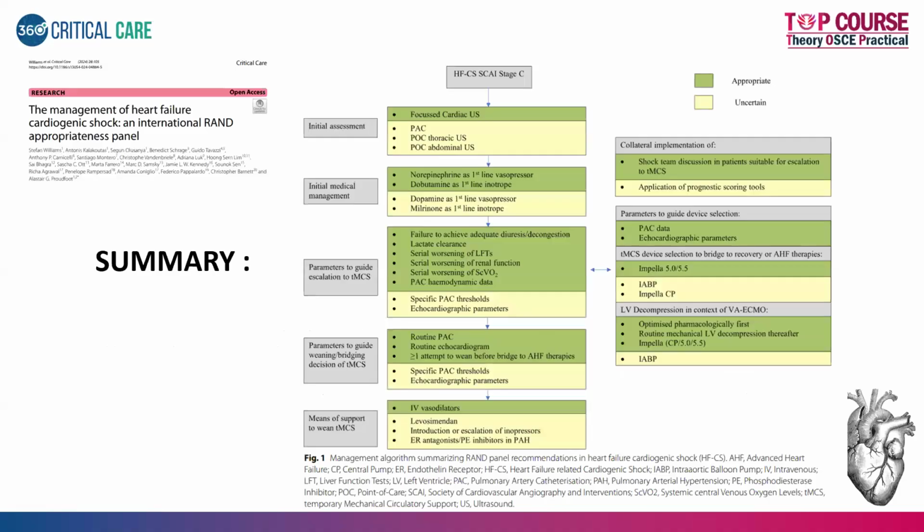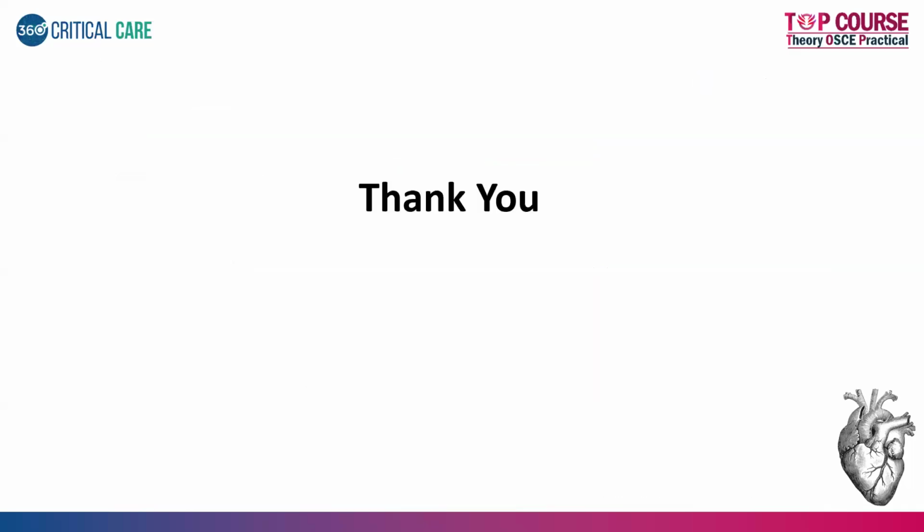So this is the summary. Initial assessment, focused cardiac ultrasound, use of inotropes, look into your SCAI grading, optimize all those parameters. Think about mechanical circulatory devices at the earliest. If not possible, if the patient is not recovering, better put them on a registry for a transplant at the earliest. Thank you. Any questions?